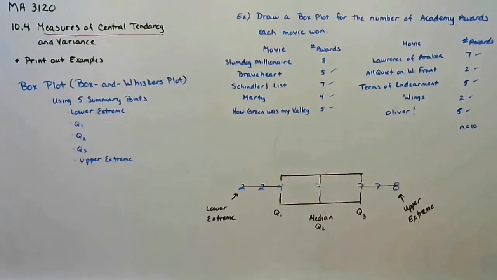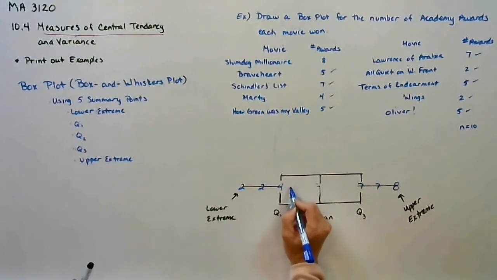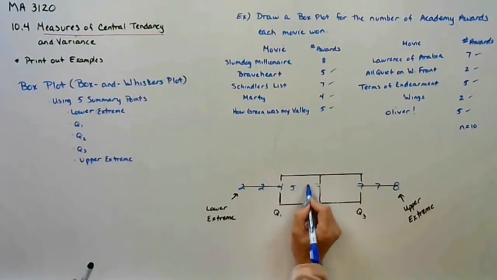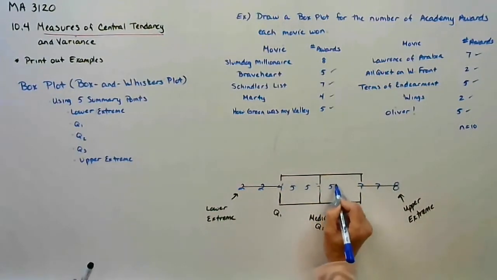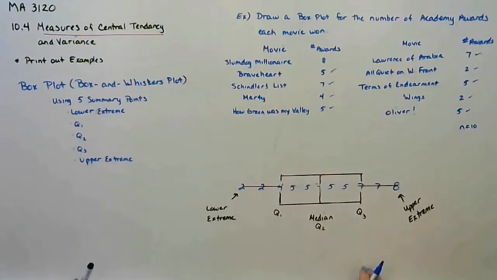I had a 4. I had a 2, a 2, a 4. One, 2, 3, 4 of them. Is that right? 2, 2, 4, 5, 5, 5, 5. Okay. Now, what I end up having is my box and my whiskers.